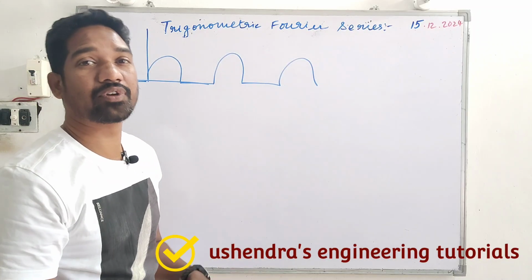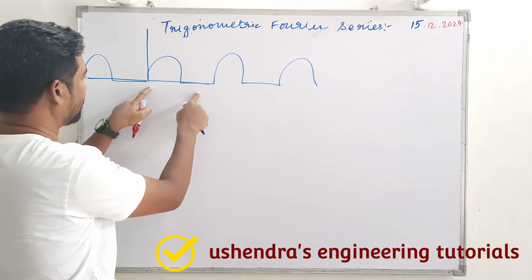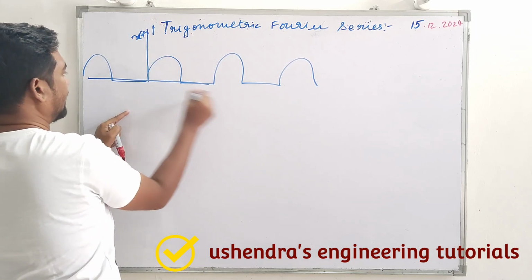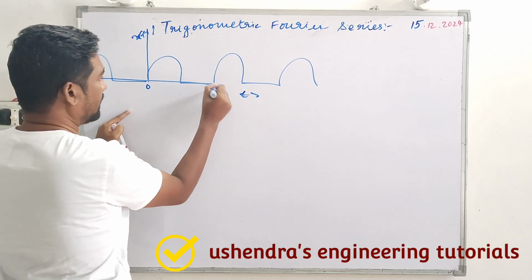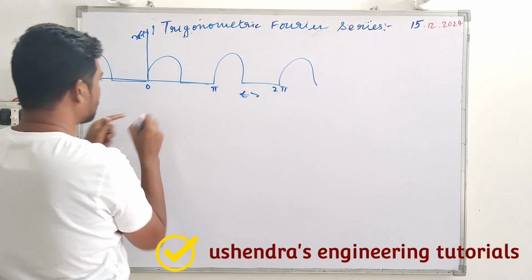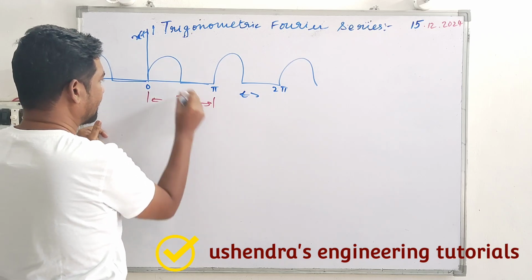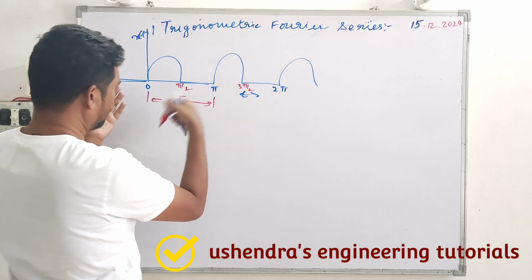It's the trigonometric Fourier series representation for this waveform, a half wave rectified sine waveform, with x of t on this side and t on this side, and the intervals are 0 to pi, 2 pi. Now this is one complete time period, say this is T, and we have pi by 2 over here, 3 pi by 2 over here, and so on.